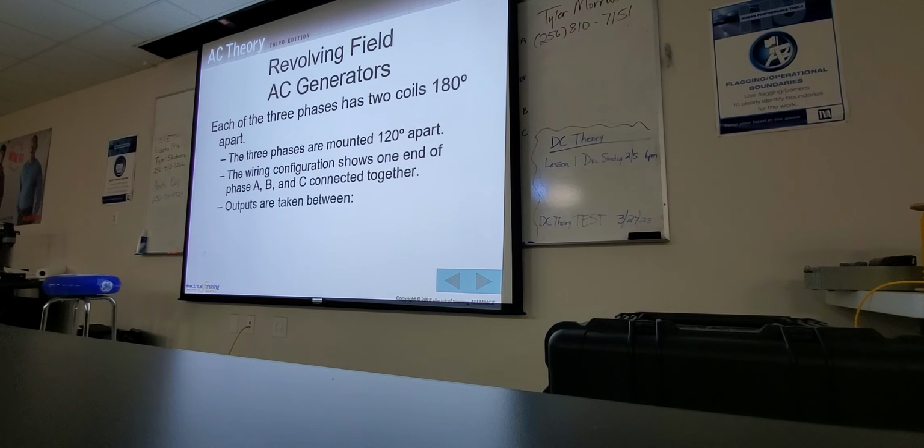In a revolving field AC generator, each of the three phases has two coils 180 degrees apart. These three phases are mounted 120 degrees apart. The wiring configuration shows one end of phase A, B, and C connected with the other: phase A and B, B and C, C to A.